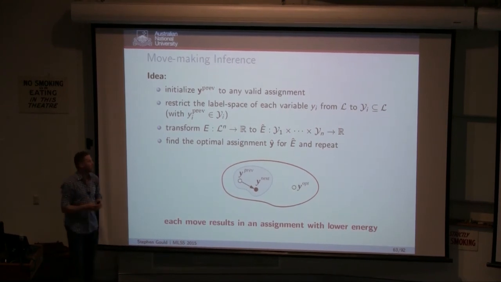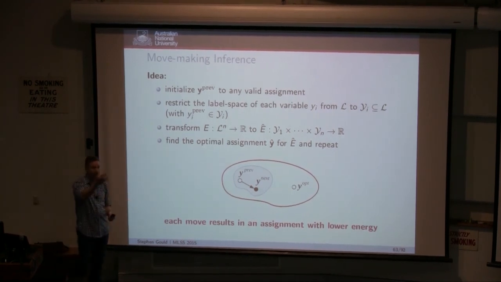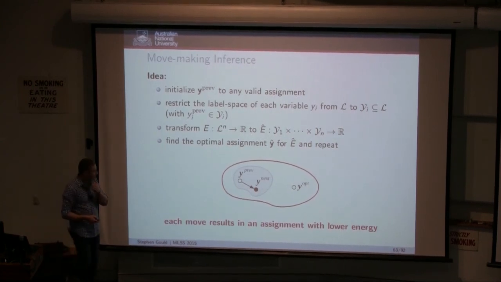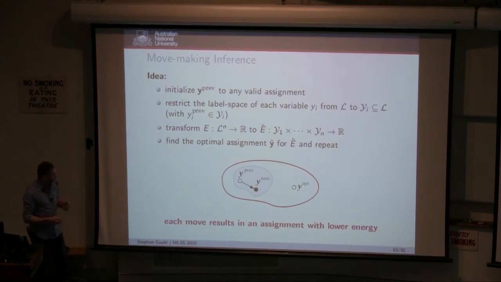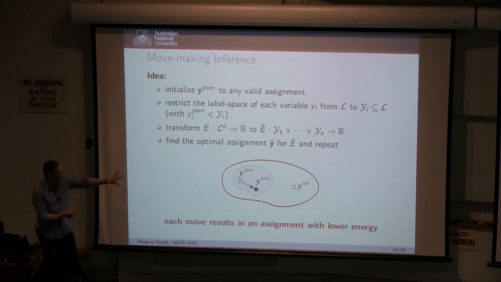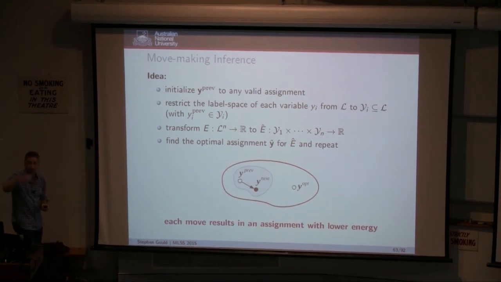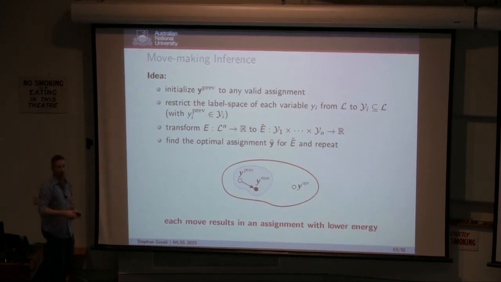Okay? And so what we're going to look at is restrictions of the search space that result in submodular binary pairwise Markov random fields. All right. So, really the only important thing here is that at each iteration you're finding a new assignment that has a lower energy than your previous one, and you keep going until you can no longer find a lower energy assignment, and then you've converged to a local optimum.